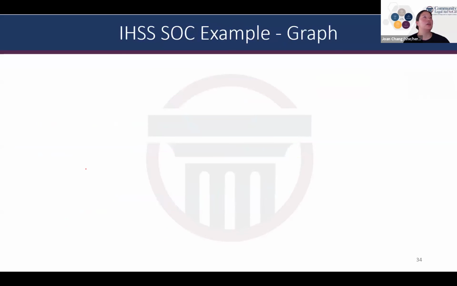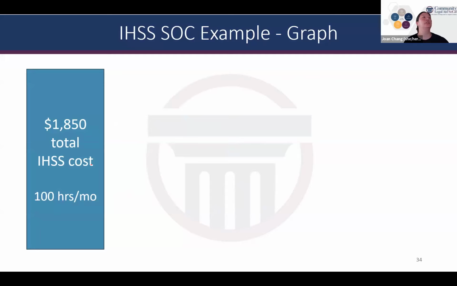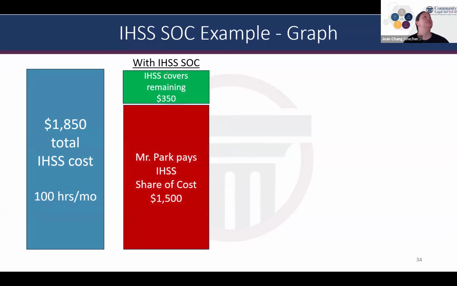So again, same example, but in graph form. Mr. Park's total IHSS cost for 100 hours per month is $1,850. If he didn't have a share of cost... with his share of cost, Mr. Park is technically paying this amount, but IHSS and the state are covering the $350. So he's saving $350 per month.